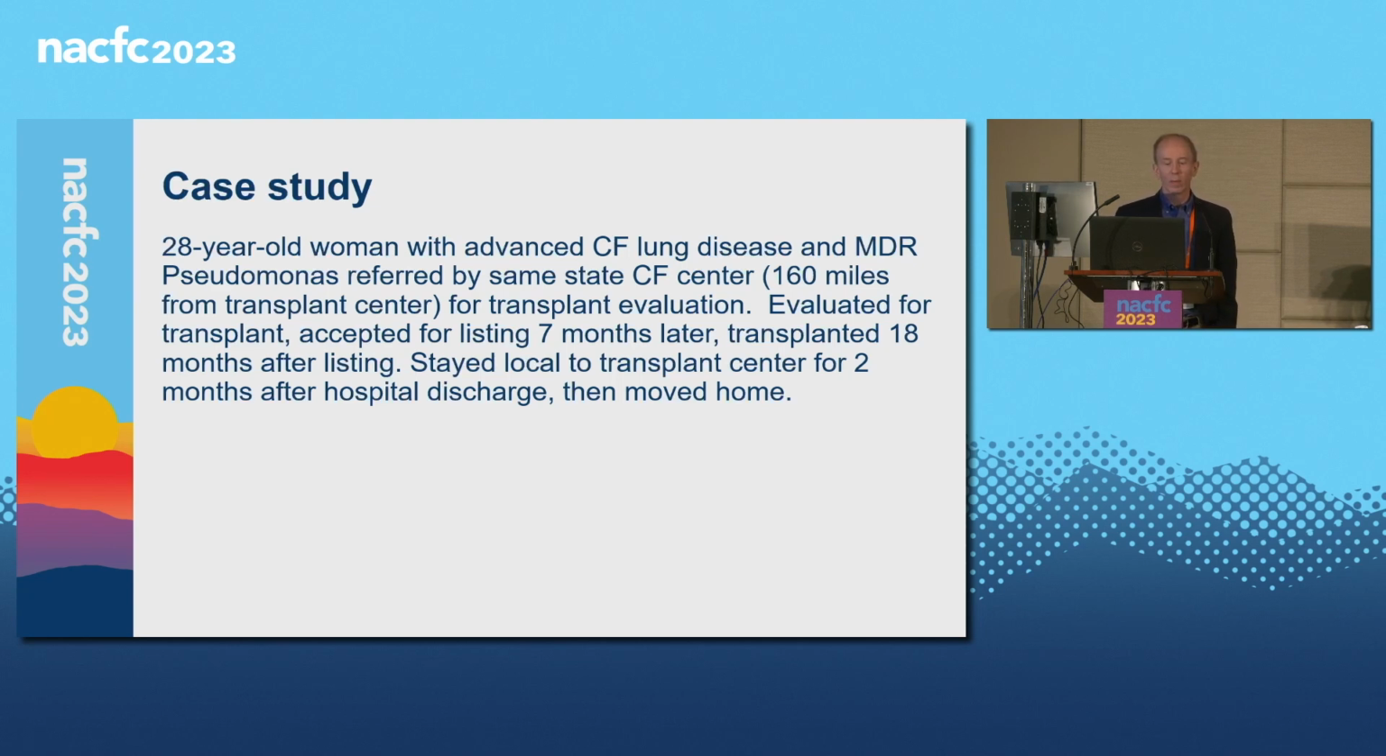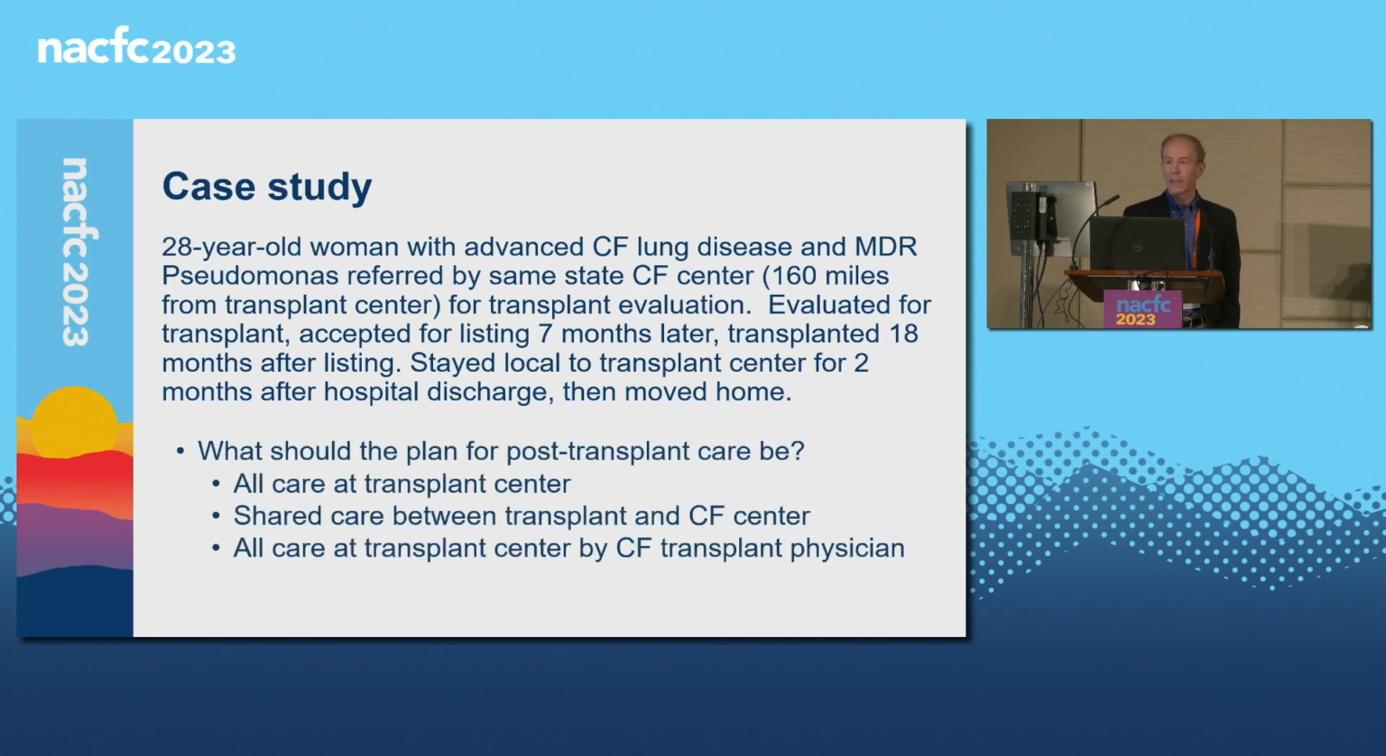She was evaluated, accepted for listing, transplanted after a significant wait thanks to the previous version of the lung allocation score. She stayed local to the transplant center for 2 months after hospital discharge, engaged in rehab, and then was ready to go home. So what should happen to her after she leaves? What should the plan of care be for her home location?